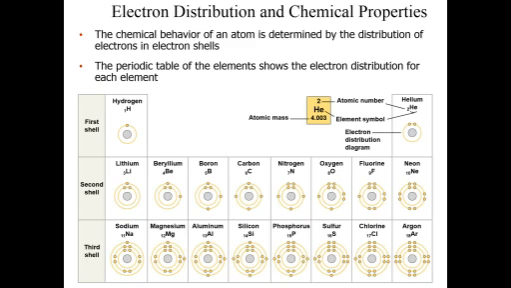So looking at the periodic table, the periodic table can give you a whole lot of information. Here you're looking at an abbreviated version of the periodic table. Looking at, for instance, hydrogen and helium.